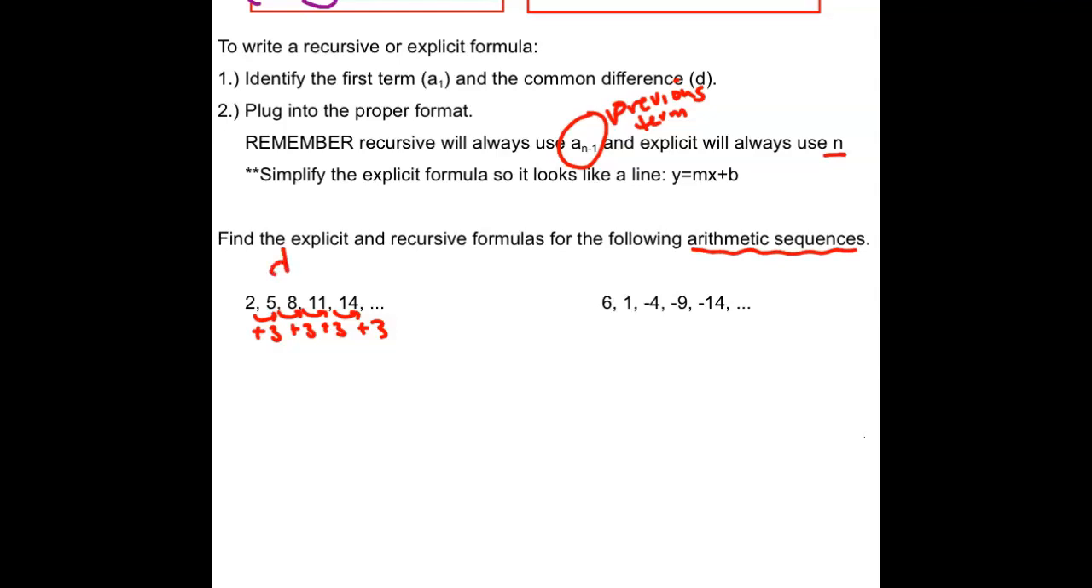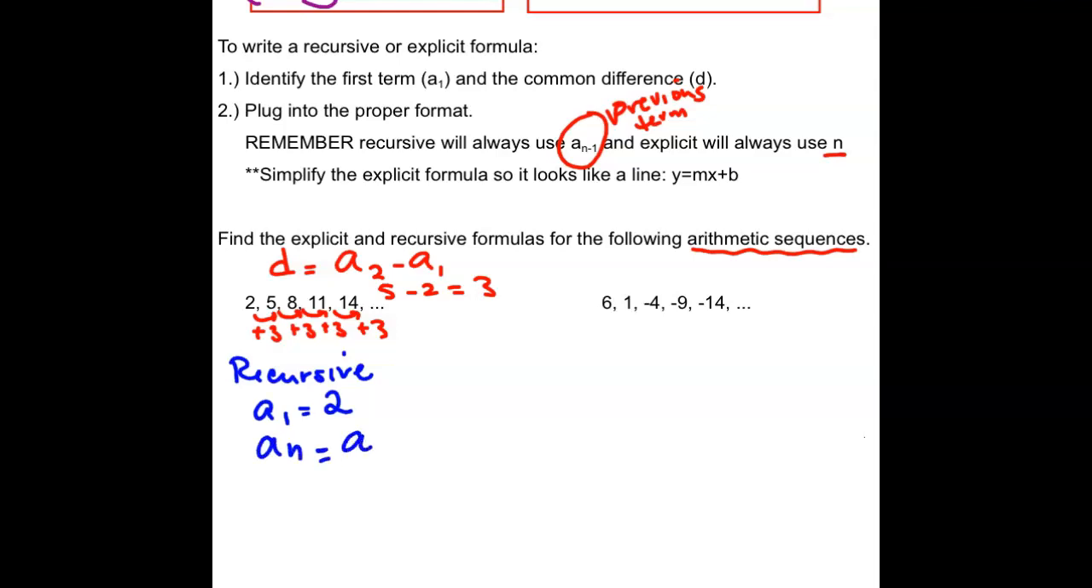So to find your d value, you can simply take the second term minus the first term. What is it that we did to it? So 5 minus 2, in this case, gets us a 3. That's my common difference. So I know my first term and I know my common difference. That's all I really need to write my recursive rule. So I can start out saying that my first term is a 2, and to get every term after that, I'm going to take the previous term, a sub n minus 1, and simply add 3 to it.